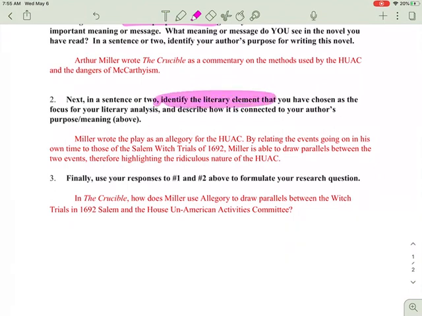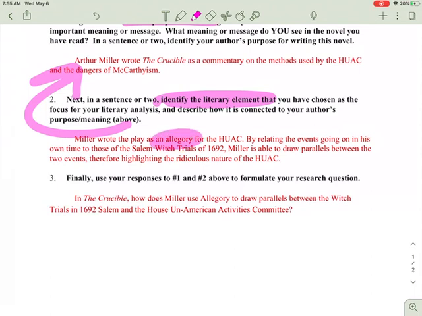Question number 2. In a sentence or 2, identify the literary element, right? We need to be thinking about how they communicate that message, through which means, what literary devices, and that's what we're thinking about here. This is going to be the focus of your literary analysis. Describe how it is connected to your author's purpose or meaning.